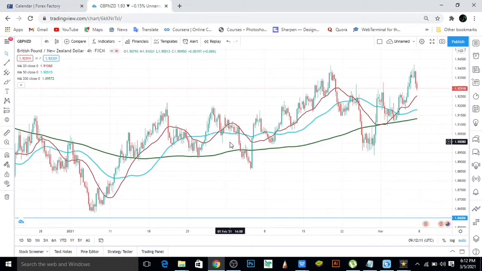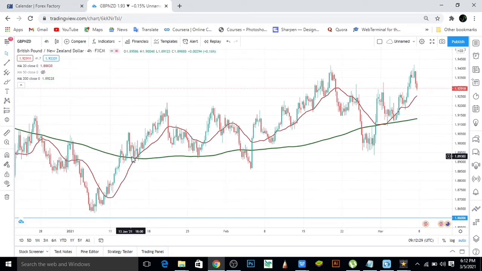Let me show you another way, which is probably the better way, where you don't need the 20 to cross over the 50. Let me take the 50 away from this chart. Now all you need is for your candle to cross the 20 moving average, which is this red one. You're looking for your candle to cross the 20 moving average.